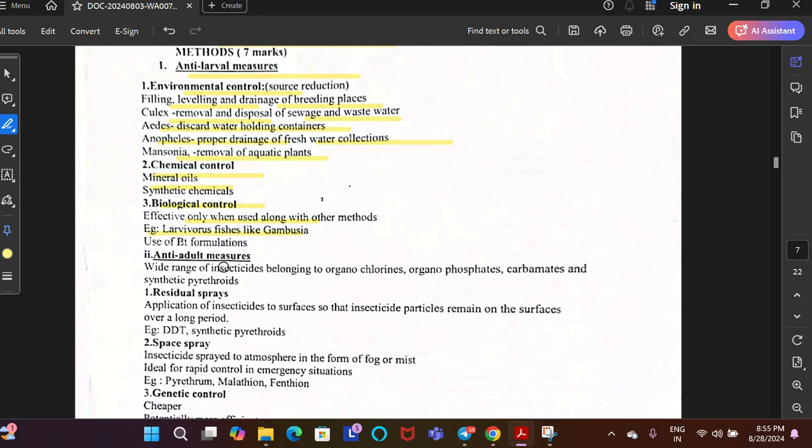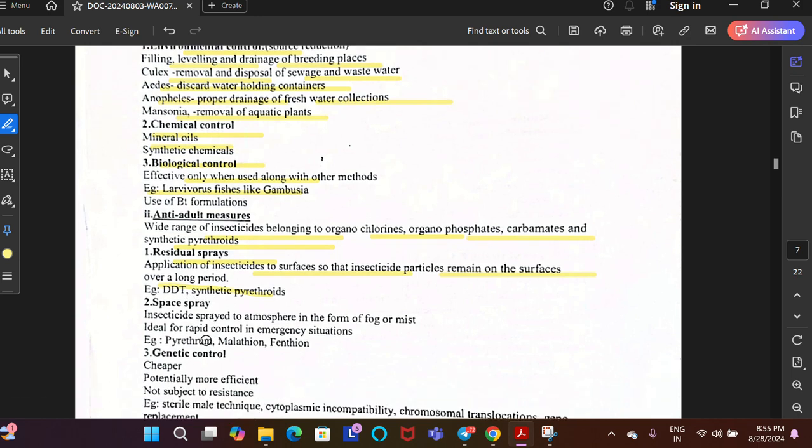Now coming to anti-adult measures. A wide range of insecticides belonging to organochlorides, organophosphates, carbamates, and synthetic pyrethroids can be used. Residual sprays, application of insecticide to a surface so that insecticide particles remain on the surface over a long period, like DDT. Then space spray, insecticide spray to the atmosphere in the form of fog or mist, ideal for rapid control in emergency situations.